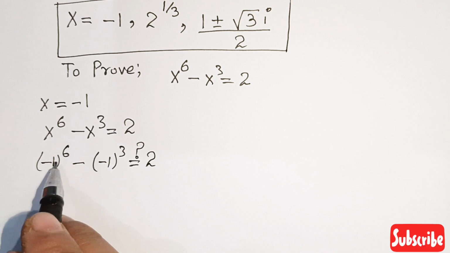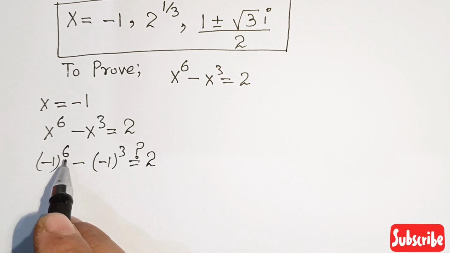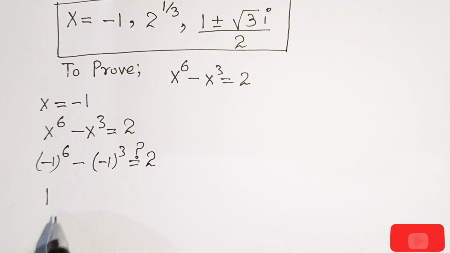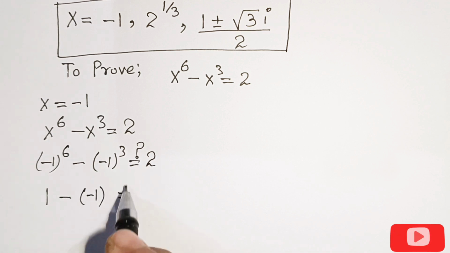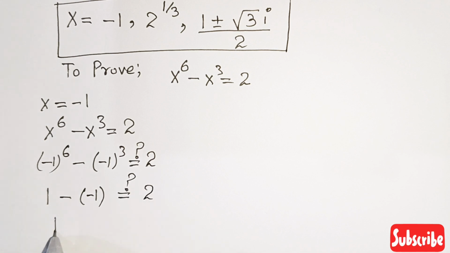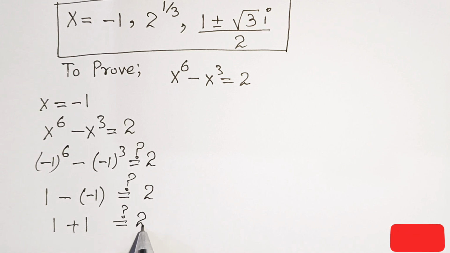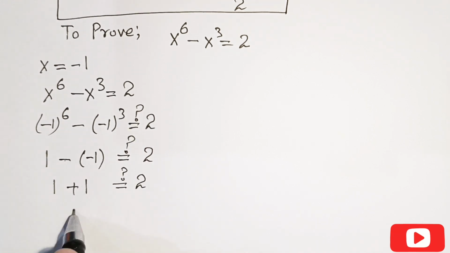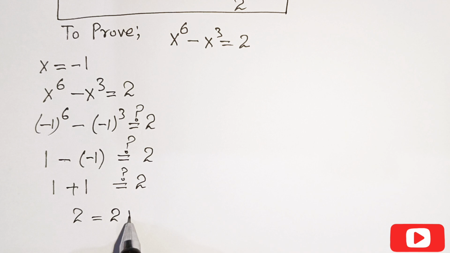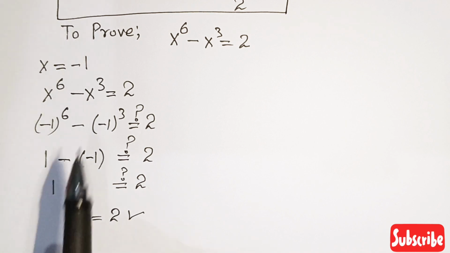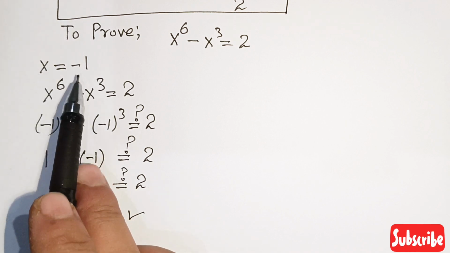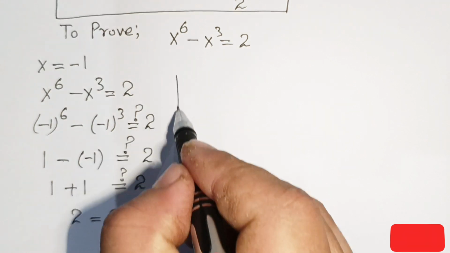So here we get minus 1 whole to the power 6, which is an even number, so we get plus 1. Now minus, it is odd, so we get minus 1, is it equal to 2. So 1 minus times minus is plus 1, plus 1 is equal to 2. So we have 2 is equal to 2. Hence we prove that this value of x, which is minus 1, is valid for this problem.